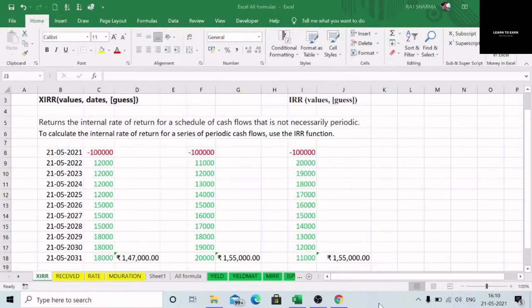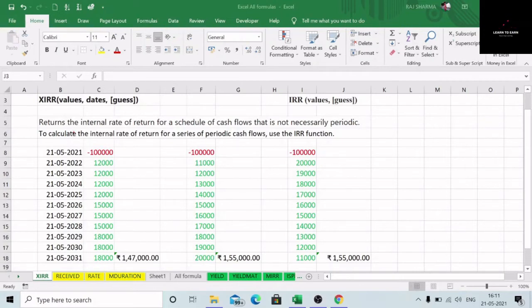Hello friends, in this video we are going to talk about internal rate of return calculation using Excel formulas. There are two formulas for calculating internal rate of return. First is IRR, second is XIRR. For XIRR, two arguments are used, that is, first is value, second is dates. In the IRR formula only one argument is used, that is value. We will discuss the difference in due course.